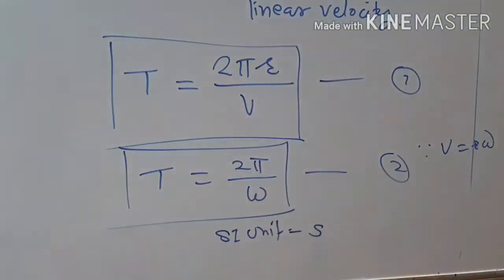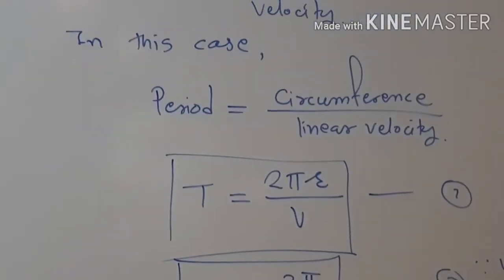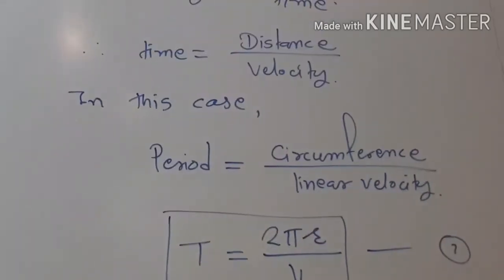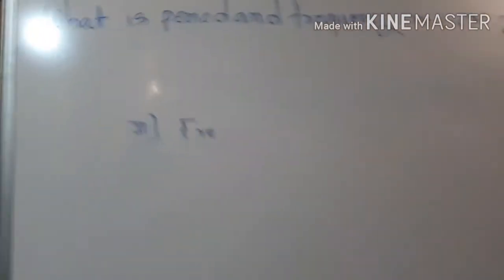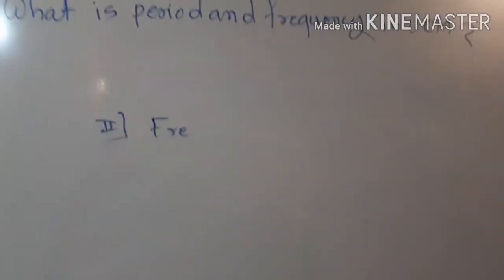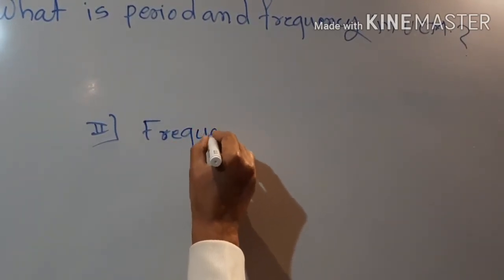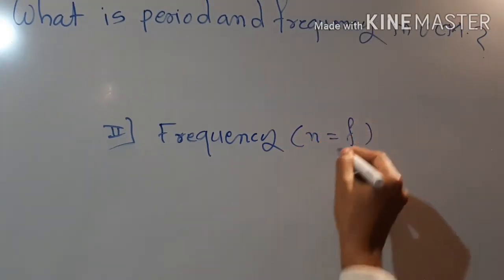Prepare your notes while watching this video. Our question is, what is the period and frequency, in which we completed the first point, period: its definition, formula and unit. Now this is our second point, frequency. Frequency in bracket N or F.